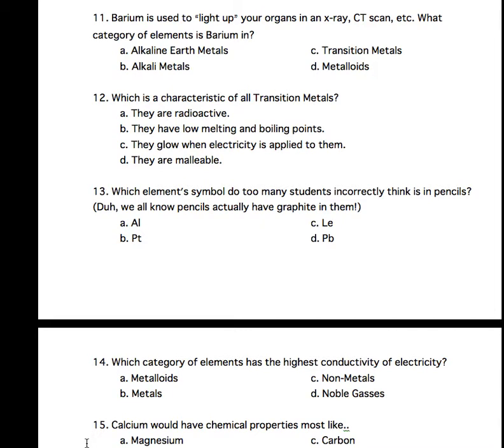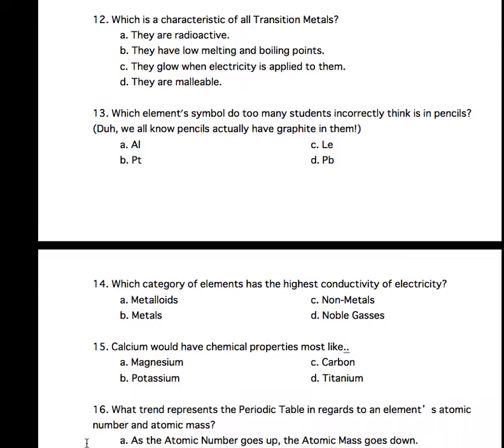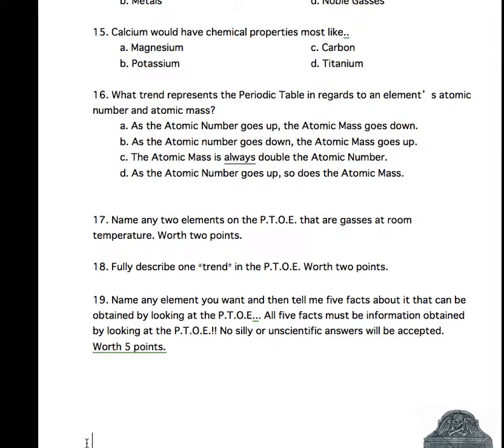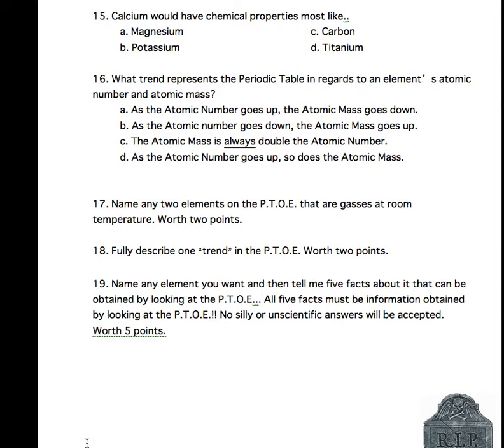Number 14. Which category of elements has the highest conductivity of electricity? Is it A, metalloids, B, metals, C, nonmetals, or D, noble gases? Number 15. Calcium would have chemical properties most like A, magnesium, B, potassium, C, carbon, or D, titanium?